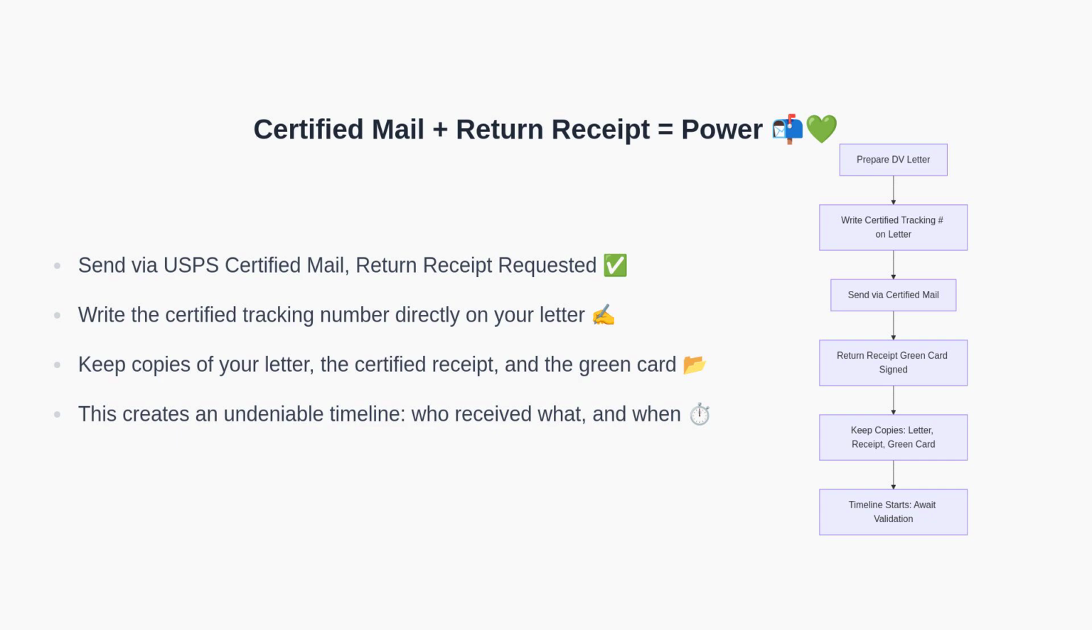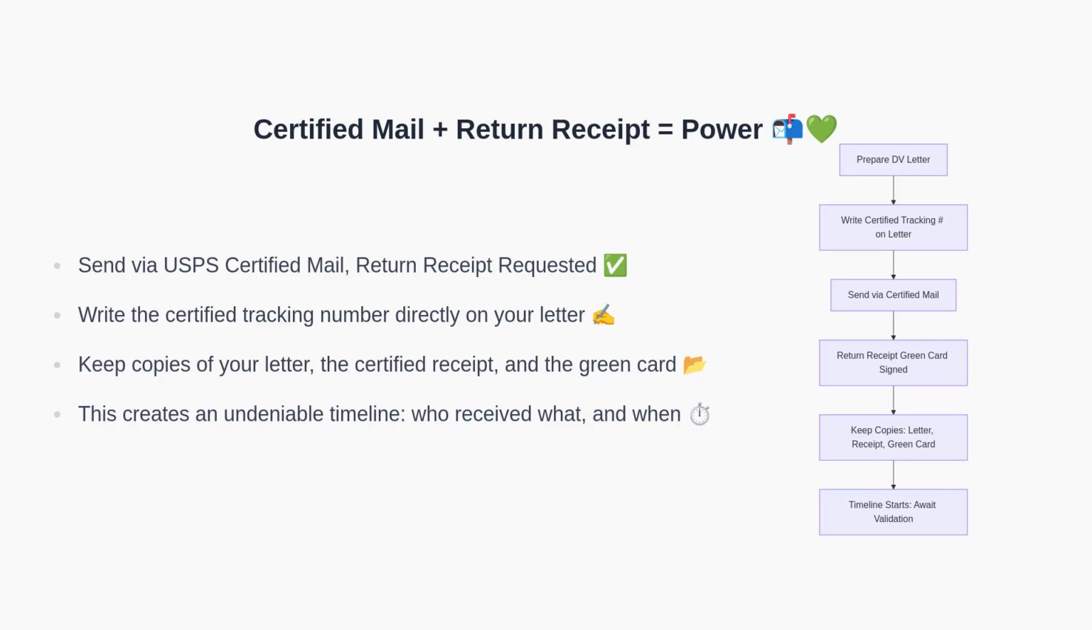Sending your validation request by USPS certified mail with return receipt requested creates an official record. Write the certified tracking number directly on your letter before you mail it. Keep copies of the letter, the certified receipt, and the green postcard return receipt, also known as PS Form 3811. This combination forms a solid paper trail that shows exactly what was sent, to whom, and when it was delivered.